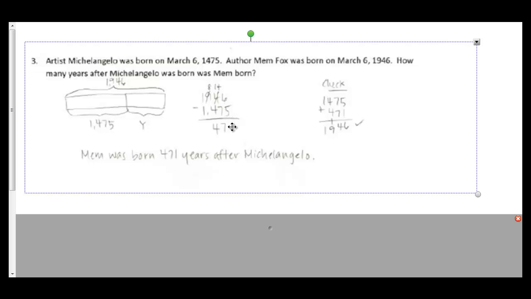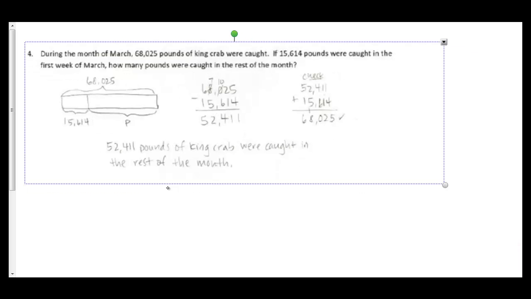I was ready to subtract in the ones, but I needed to decompose in the hundreds so that I'd have enough tens to subtract. Then I came over here and checked my work, and you'll notice that when I added 1,475 to 471, I got 1,946. So Mem was born 471 years after Michelangelo. Try to do problem number 4 by yourself, and when you're ready to check, press play, or if you're stuck and don't know where to begin, you can get started with me.